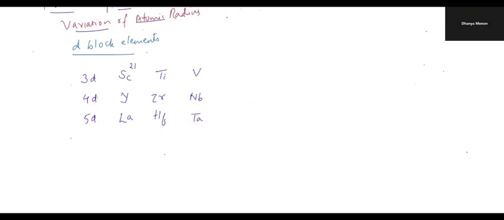Now this is 21, different color. This is 21, 22, 23. This is 57. This is 72 and 73. Okay. Now, this is the 3D series, this is the 4D series, and this is the 5D series. Now, students, you know this range from 58 to 72 is the lanthanides.